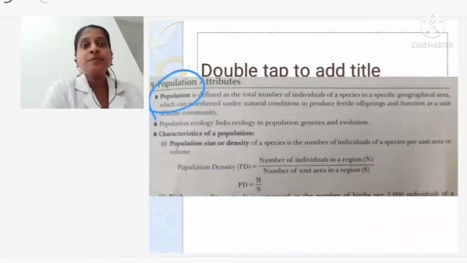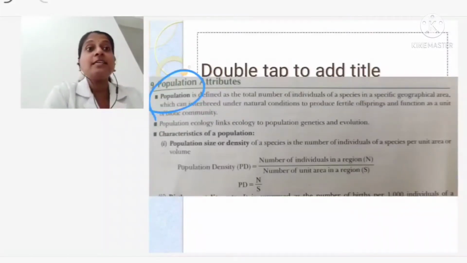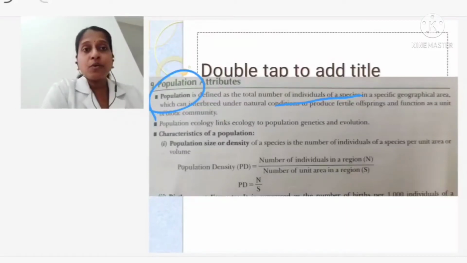Is that clear? So what is a population? It is defined as the total number of individuals of a species in a specific geographical area. They can interbreed among themselves to produce fertile offspring. That we call a population.